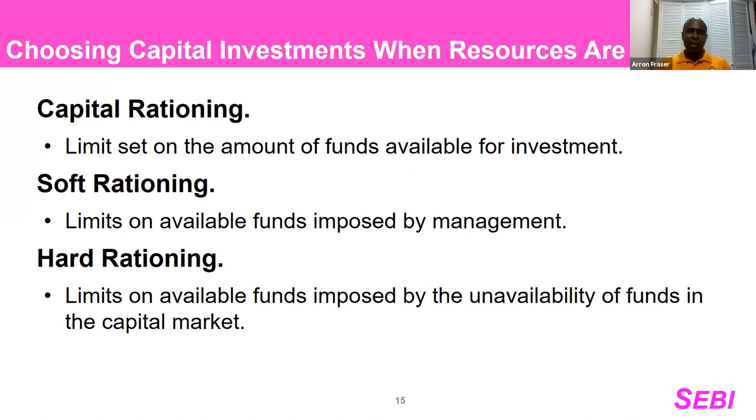There are 2 types of capital rationing. There's one that is internal, which is imposed by management or the board, whoever the final decision-making body is. They will say, for this year, we only have this amount of funds available for investment. And then there's hard capital rationing.